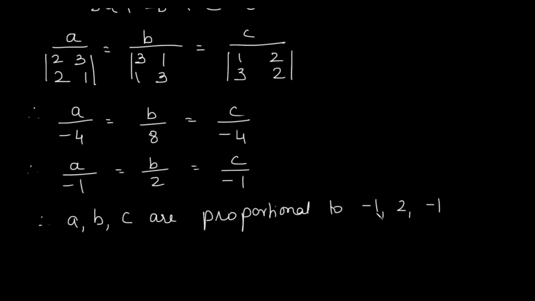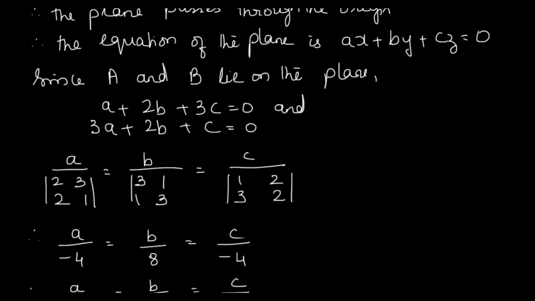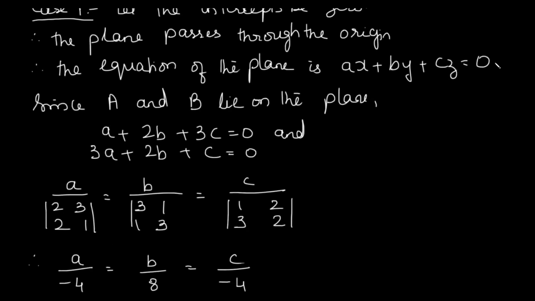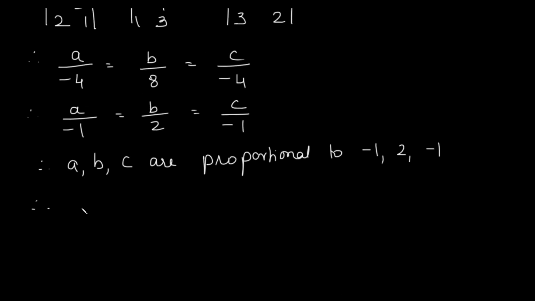That means A, B, C can also be any three numbers which are proportional to these three numbers and the ratios are equal. So we can take A, B, C as the simplest numbers, minus 1, 2 and minus 1. Therefore, now the equation which we found in the beginning, this particular equation which we number as 1, can be written by putting the values of A, B and C as minus 1, 2 and minus 1 over here.